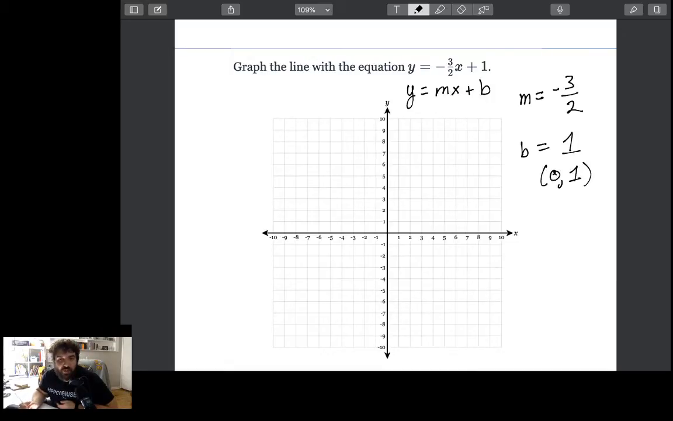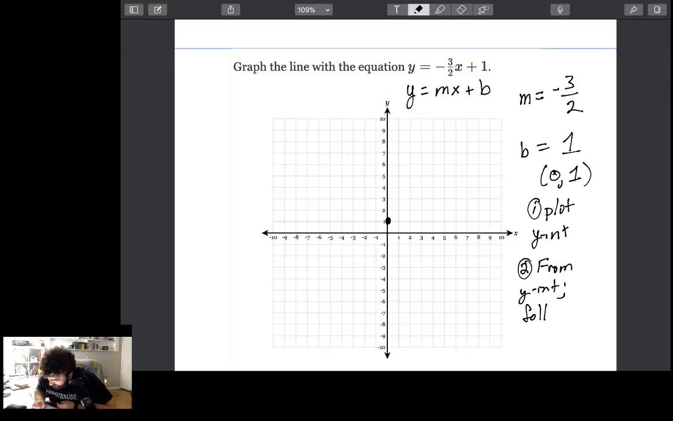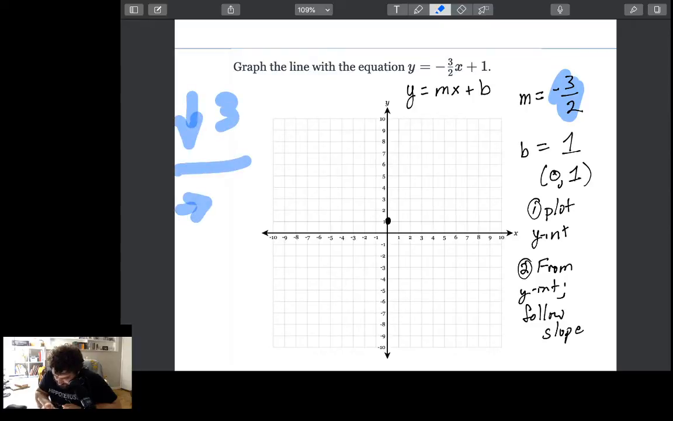Now, I know it's been a little bit since you guys have graphed lines. That's why we're starting here first. And graphing our lines, first thing that we're going to do is plot our y-intercept. And so we'll plot that right at 1. The second thing we're going to do is, from that point, that y-intercept, follow slope. So from here, I'm going to use my highlighter. We're going to follow a slope of negative 3 halves. That means I'm going to go down 3 and to the right 2.